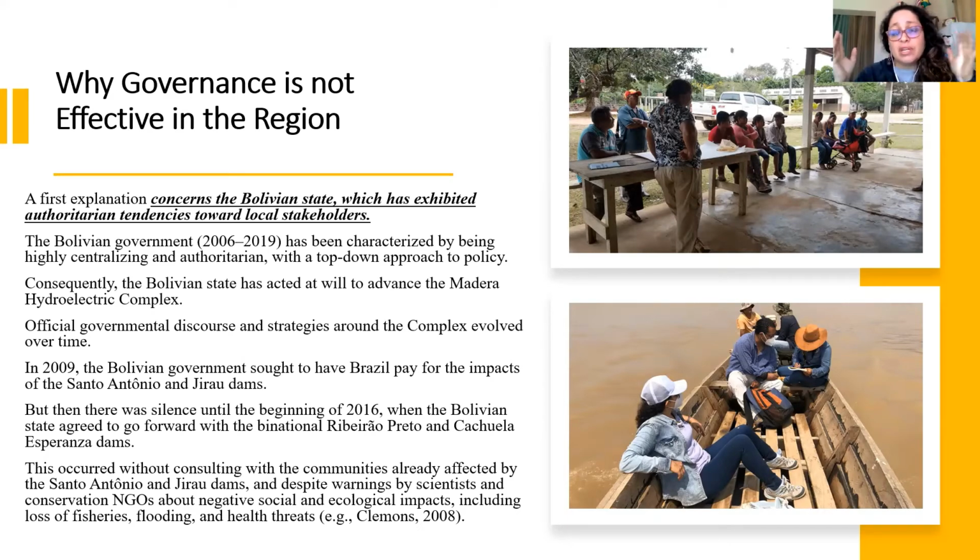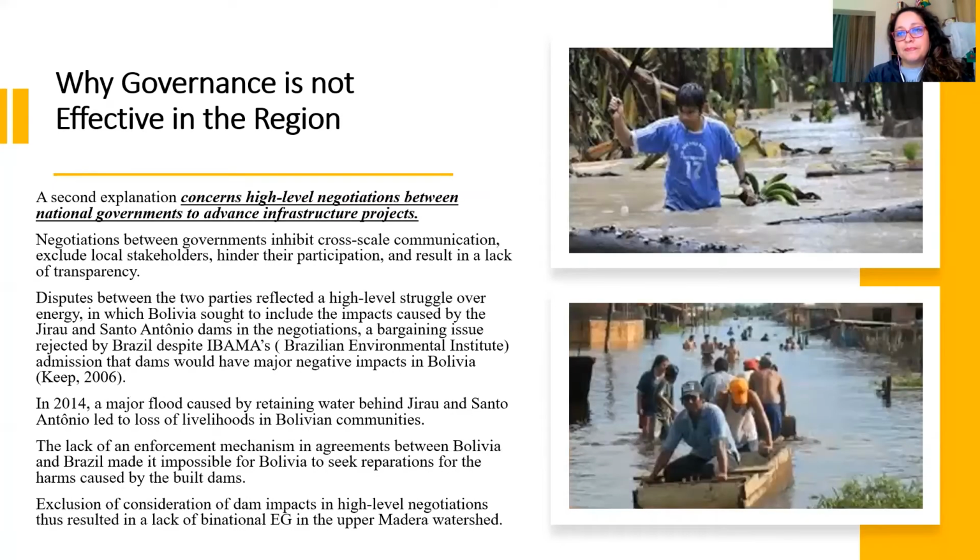Also, the official government discourse has changed over time. If we look back, in 2009 the Bolivian government sought to have Brazil pay for the impacts of the Santo Antônio and Jirau dams. However, after that there was silence until the beginning of 2016, when the Bolivian government agreed to go forward with the binational Ribeirão Preto and Cachuela Esperanza dams. All of this occurred without consulting the communities already affected by the Santo Antônio and Jirau dams, and despite warnings by scientists and conservation NGOs about negative social and ecological impacts, including loss of fisheries, flooding, and health threats.